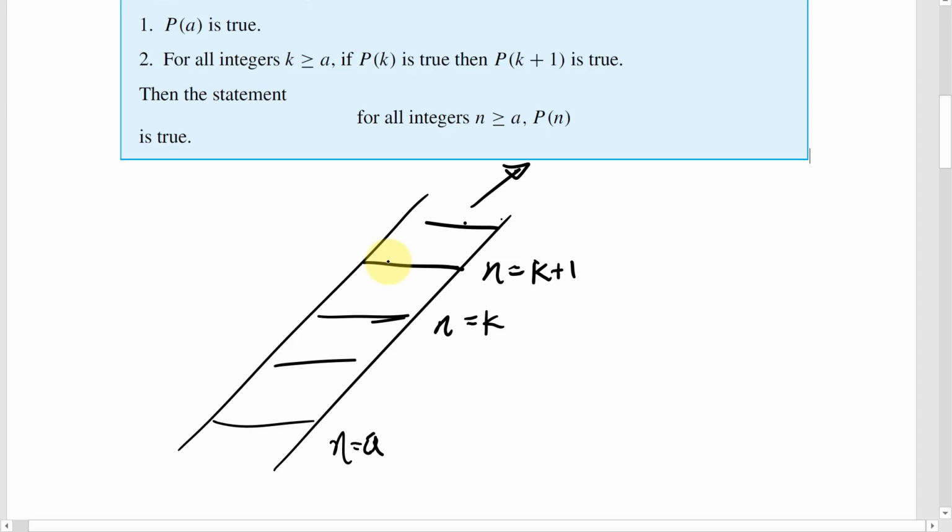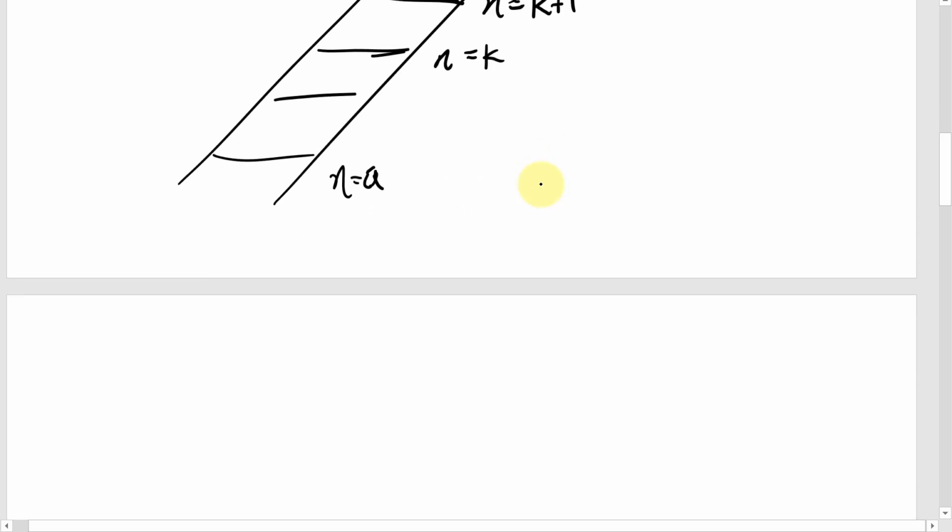Well, those two things together say that I could reach any rung on the ladder. In other words, if you can get on the ladder, and if you're on the ladder you can get from one rung to the next, then I can reach every rung on that ladder forever. So I know that this statement is true for every single possible point on that ladder. Let's see how that applies in this particular example.